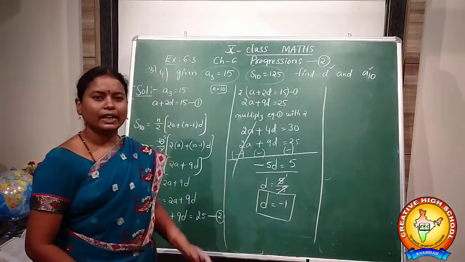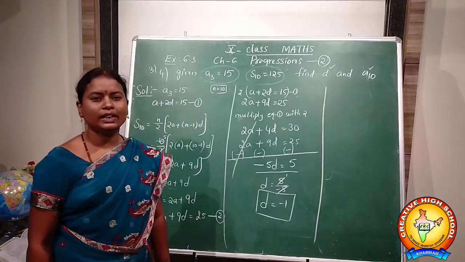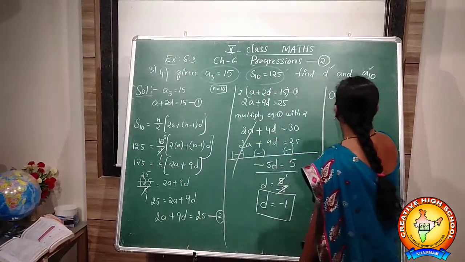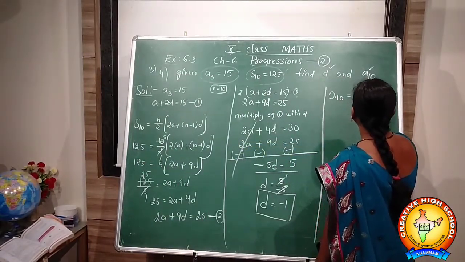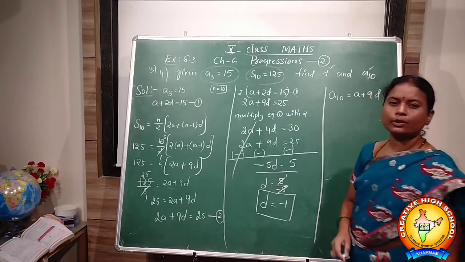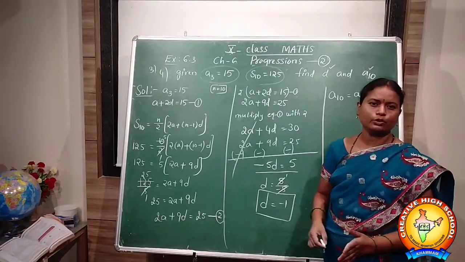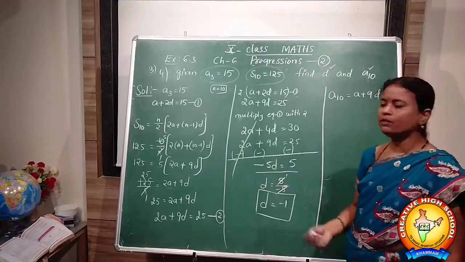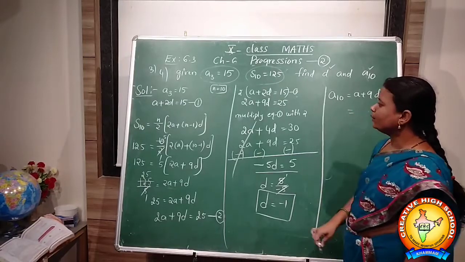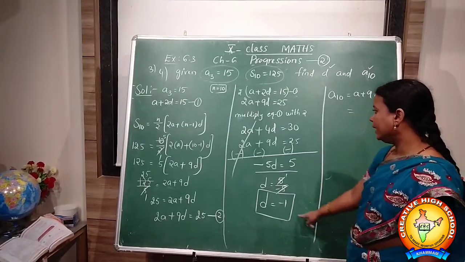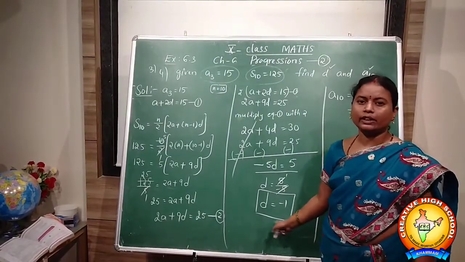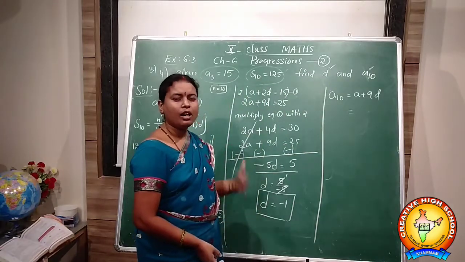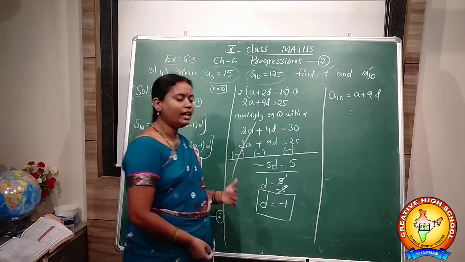Now let us find the a10. So the a10 formula is a plus 9d. Otherwise, we can use an is equal to a plus n minus 1 into d, that formula also we can use, or a10 is equal to a plus 9d. Here we got only the d value. So if we substitute the d value in any equation, whether in the first equation or the second, then we can get the a value.